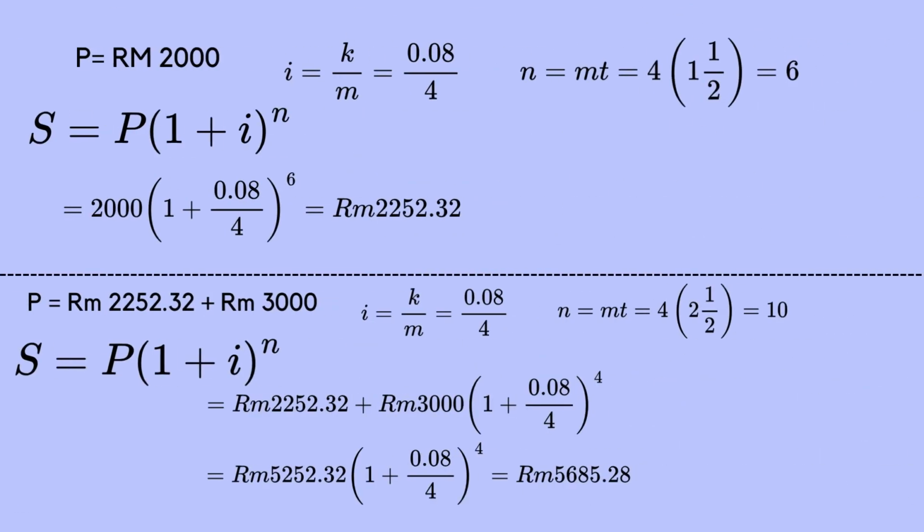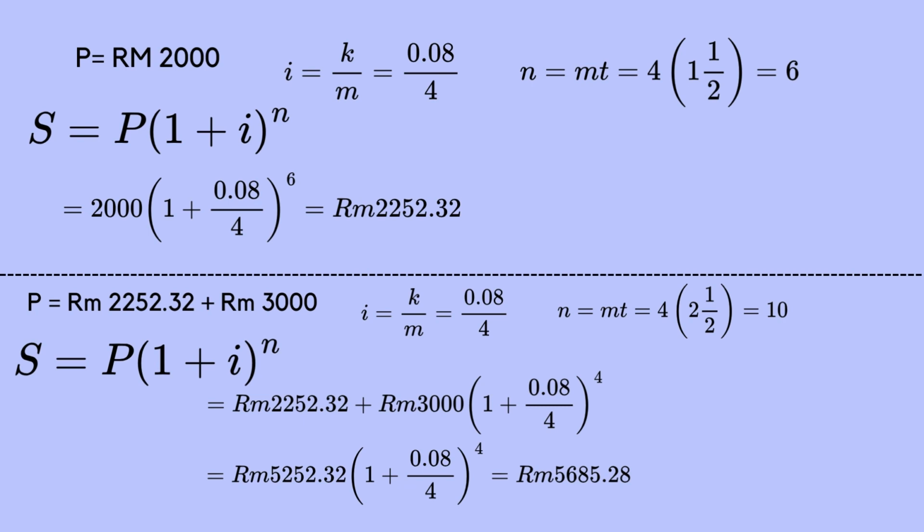So first we use the formula for compound interest, which is S equals P open bracket 1 plus i close bracket power by n. First we replace all the words with the numbers that we found from the question. So now we get S equals 2000 open bracket 1 plus 0.08 divided by 4 close bracket powered by 6. After you solve it one by one, you will get S equals RM 2252 ringgit and 32 cents.